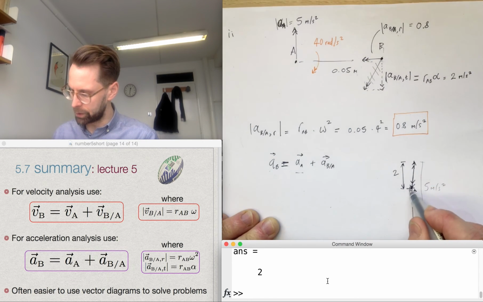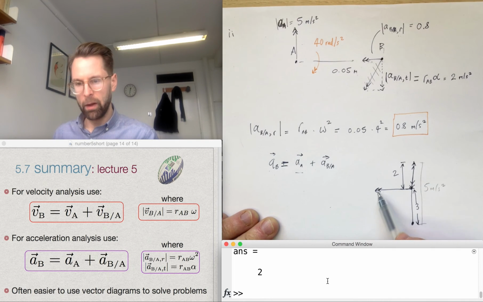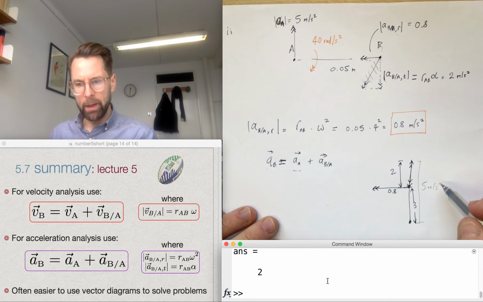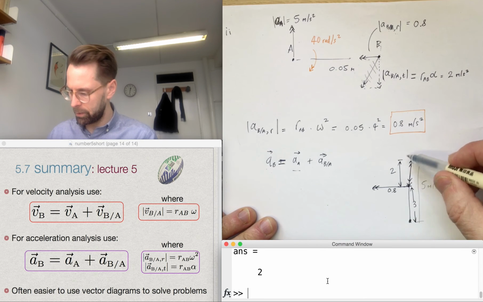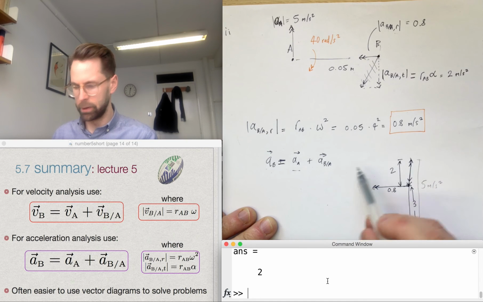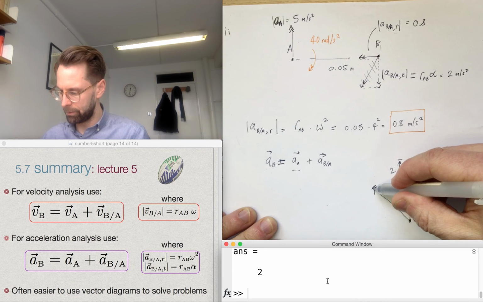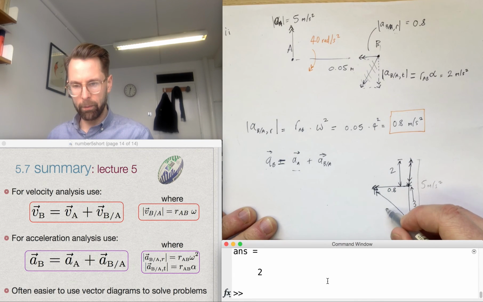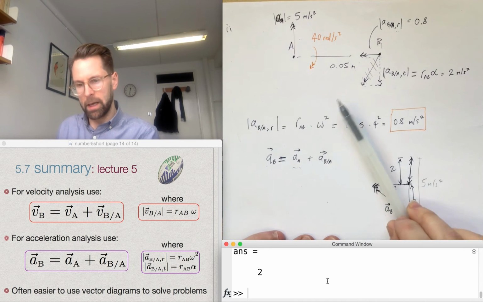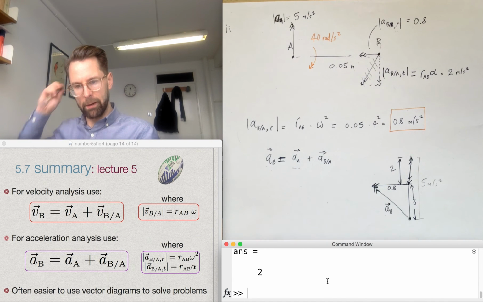I'm not really drawing this to scale, but it doesn't matter. Let's just assume that that's 0.8. It looks a lot longer than 2, but there we go. So that's 0.8. So that means we've gone up, that's that vector, then we've gone down and across, which is this vector. So that there is the acceleration of B. That's what we're trying to find out. And in reality, it's actually going to be in that direction because I've not drawn 0.8 to scale.